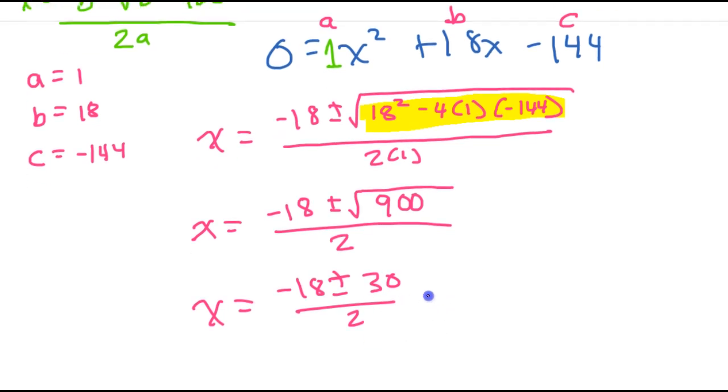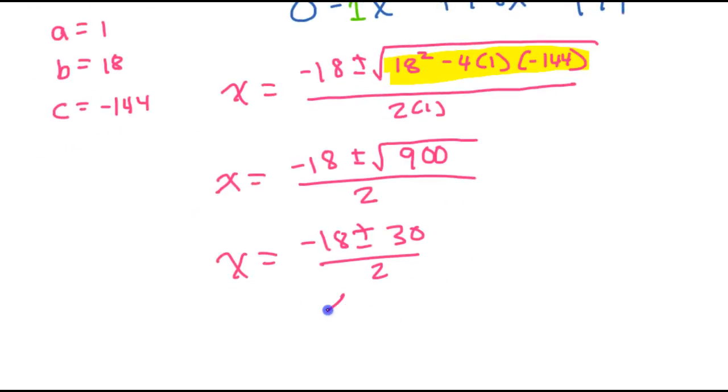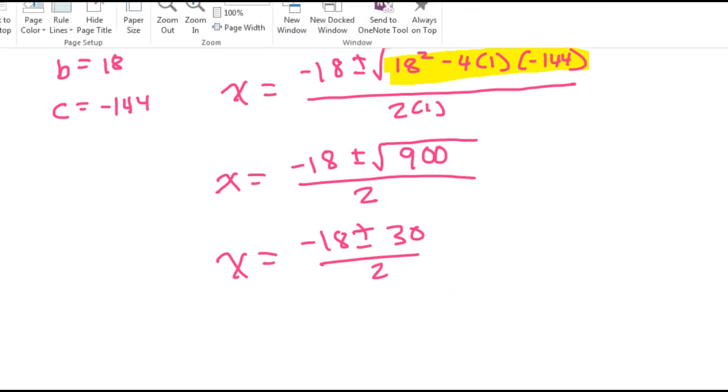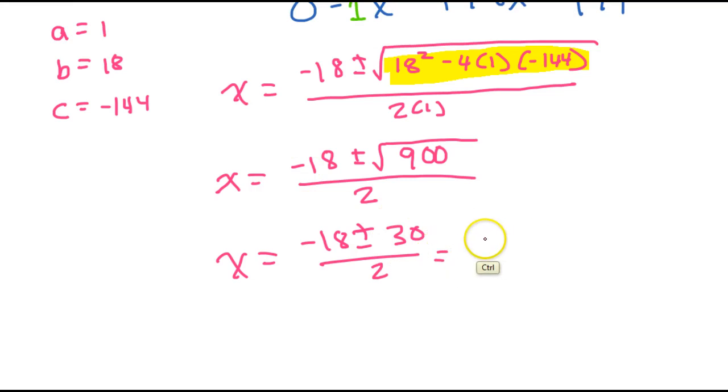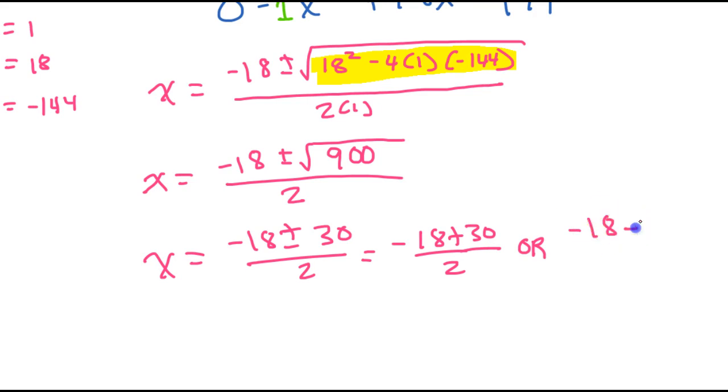Plus or minus means that we're going to have two different answers. So if I sort of separate this out, you know what, let me just do it horizontally. So I'm going to separate this into two different answers. So it will be negative 18 plus 30 over 2, or negative 18 minus 30 over 2. That's the plus or minus, just split up into two different expressions.